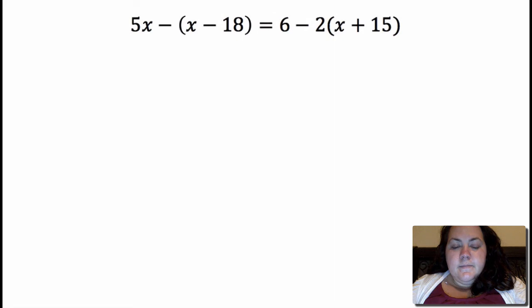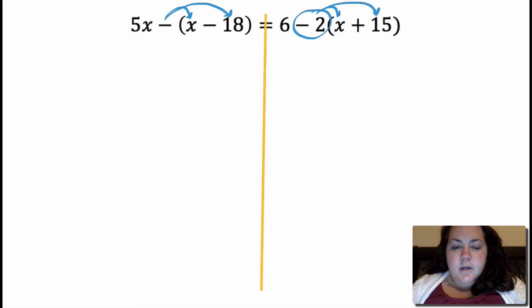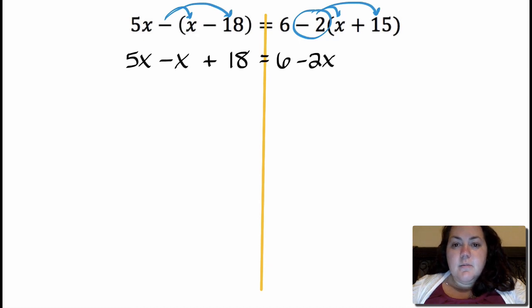Alright, this next one, I'm going to be distributing on both sides. So I'm going to have 5x. I'm going to distribute a negative 1. There's really a 1 after that negative sign. Negative 1 times x would give me negative x. Negative 1 times negative 18 would give me positive 18, which equals 6. And then I'm going to distribute that negative 2. Negative 2 times x would give me negative 2x. Negative 2 times 15 would give me negative 30.